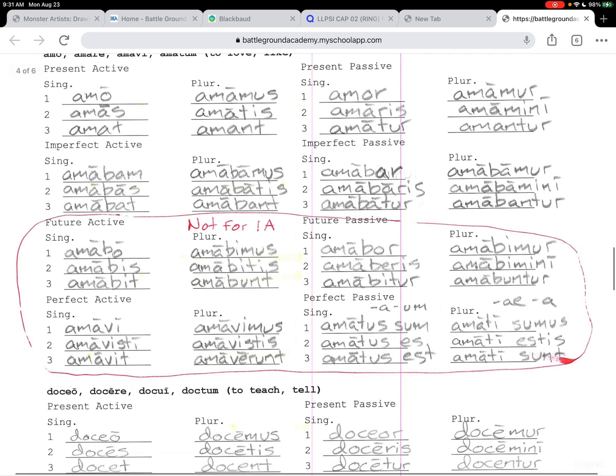Then finally, we just need to remind ourselves of the infixes or the tense signs for imperfect and for future. So imperfect always has a BA tense sign. So notice amabam, the BA is telling us that's imperfect. So that's verbed or was verbing.